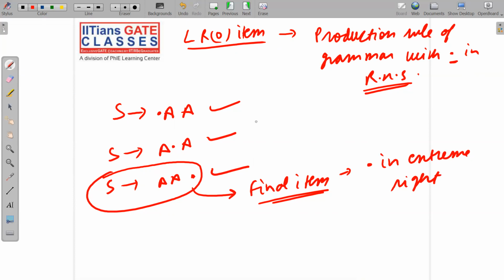Dot in extreme right. Okay. So I hope I have made the point clear. What are LR0 items? Now I will show you what are canonical collection of LR0 items. I will jump to the next slide. Please note it down carefully.